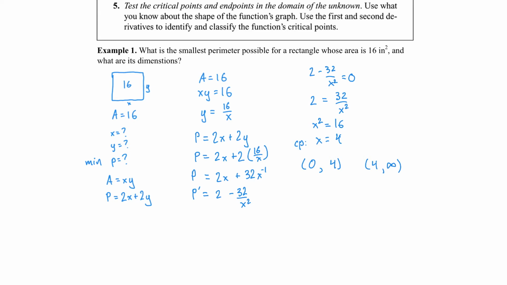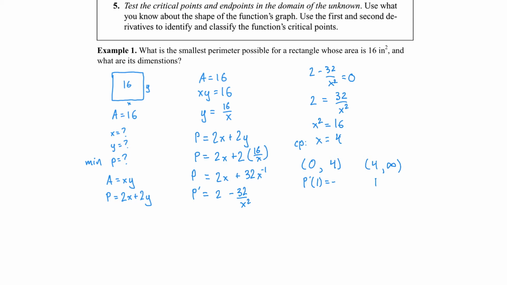So let's go ahead and just assume p prime is, well, we have it as a function of x, so we don't need to assume that. We have that right here. So p prime of, let's say, 1. If we plug in 1, we'll get a 2 minus 32, which is clearly negative.